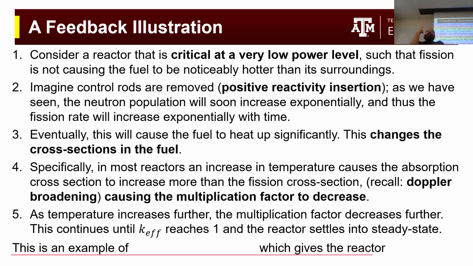If the temperature were to increase more, then as a result of that feedback, the multiplication factor is going to decrease. That's going to keep happening until K effective eventually goes back to 1 and the reactor finds a new steady state. This is an example of what we call negative feedback, and negative feedback is really good. We want our reactors to have negative feedback because it gives our reactor stability.